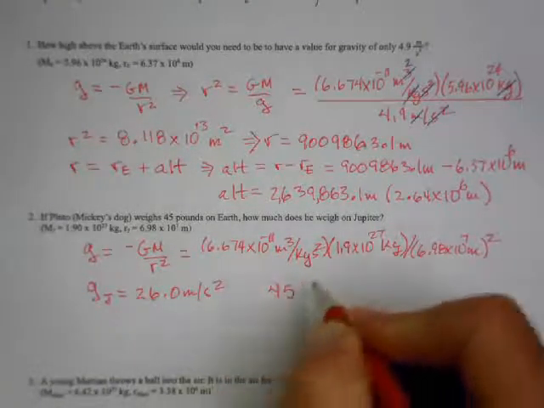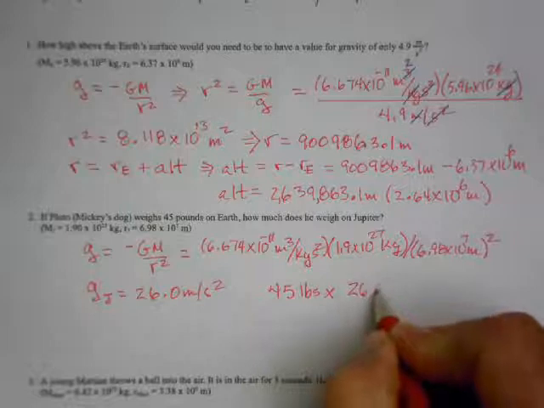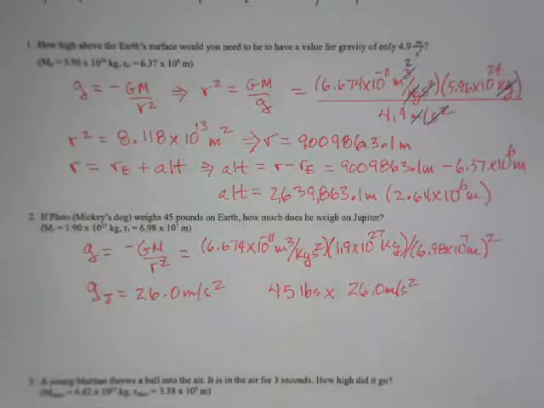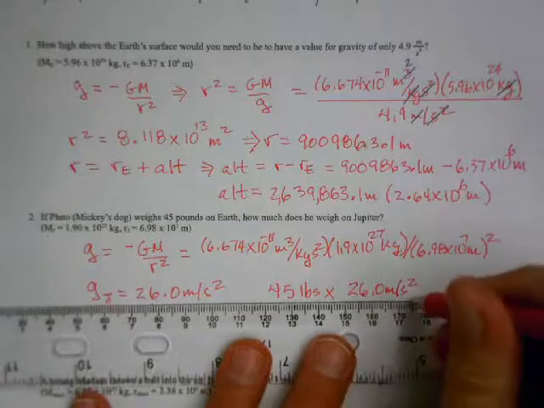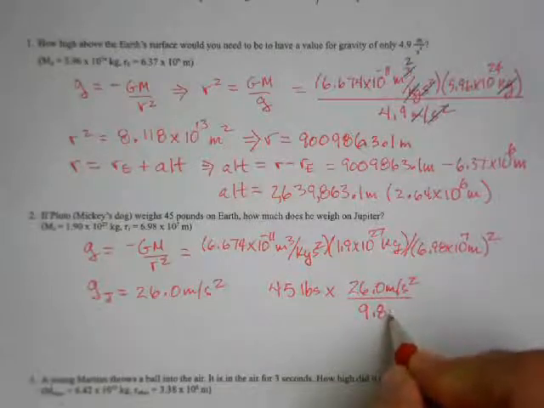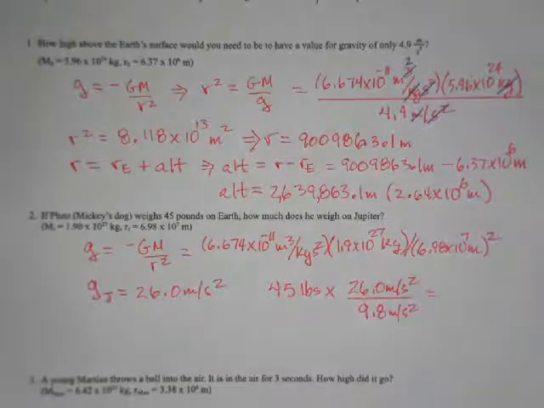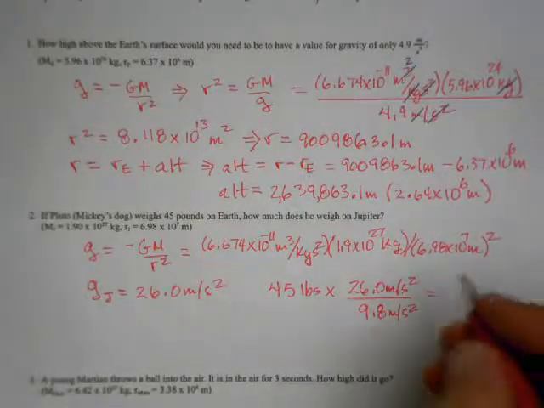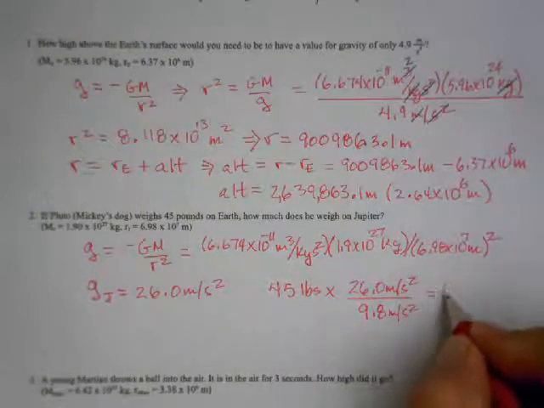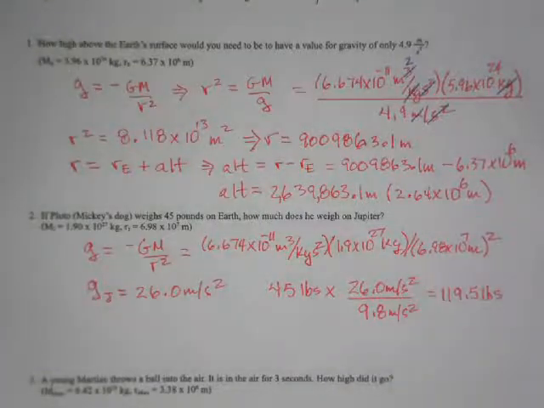45 pounds, and that's what it is for Jupiter. And we'll just use 9.8, close enough for the Earth. And so Pluto's dog would be 119 pounds on Jupiter.